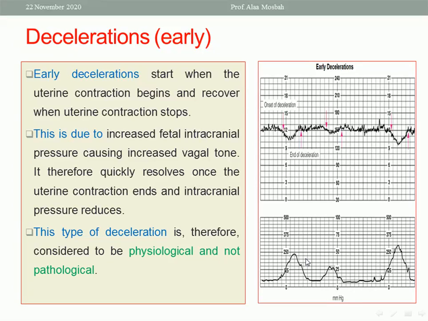This is due to increased fetal intracranial pressure causing increased vagal tone. It therefore quickly resolves once the uterine contraction ends and intracranial pressure reduces. This type of deceleration is therefore considered to be physiological and not pathological. So when you see early deceleration, don't be afraid about fetal distress because it is a physiological one. Okay?